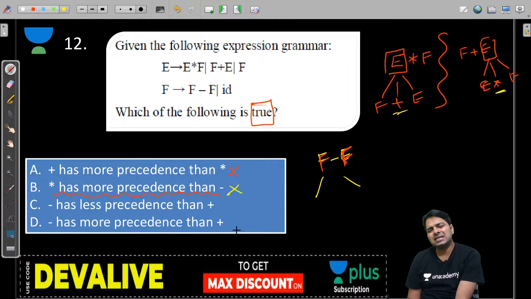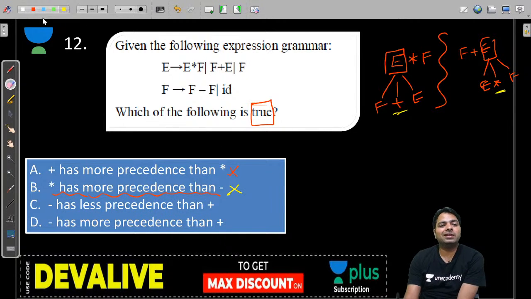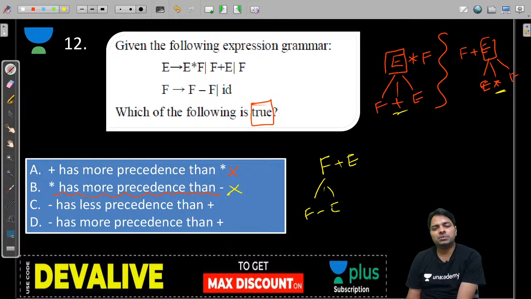And minus has less precedence than plus. Go to the plus and try to derive minus. So I'm going for plus. Is it possible to get minus? Yes. Here F minus F is possible. Even the other side is also possible. Okay, both sides are possible. Whether it comes left or right, anyhow minus has more precedence. So here I'm actually proving minus has more precedence than plus.